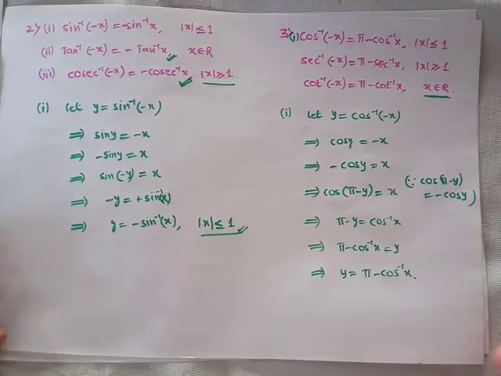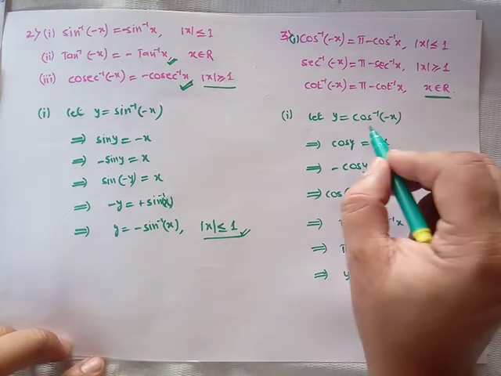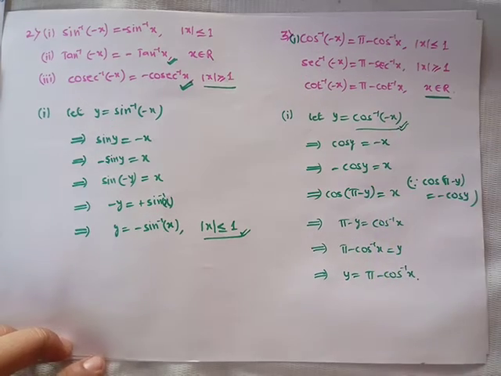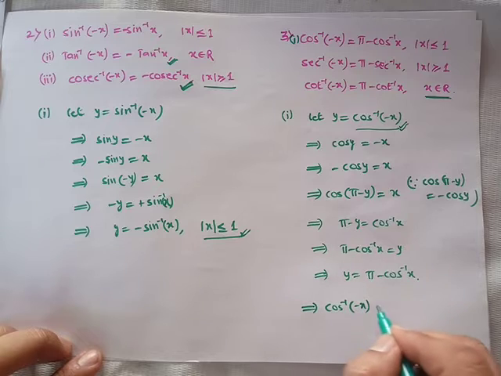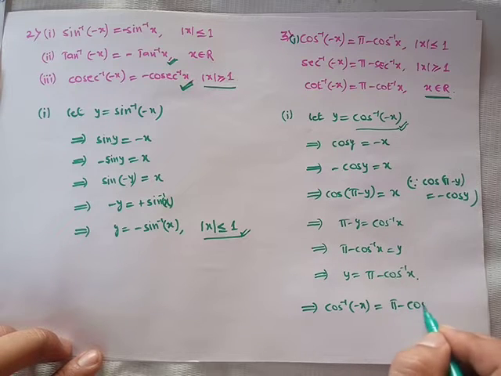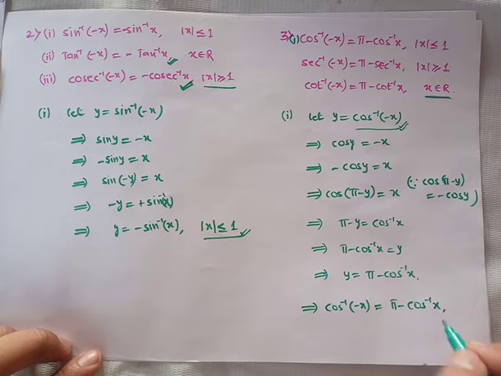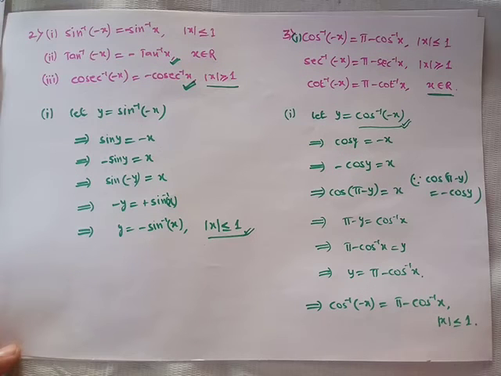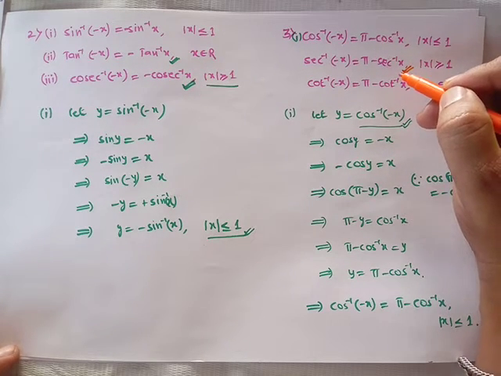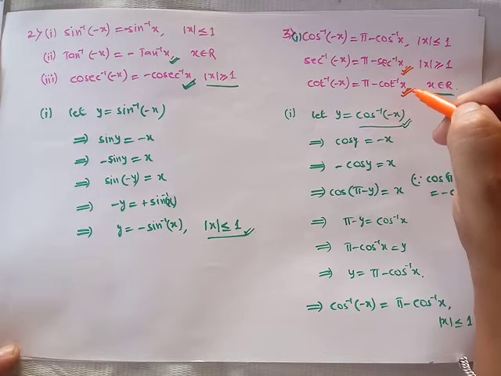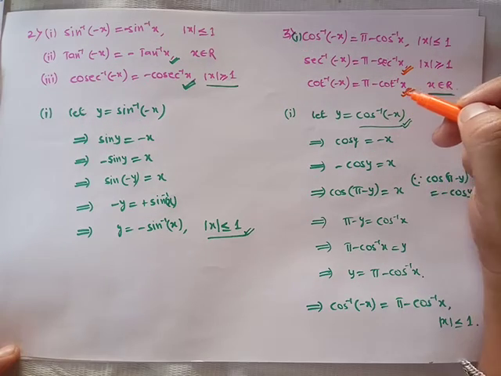What is actually your y? y is nothing but cos inverse of minus x. So this implies cos inverse of minus x is equal to pi minus cos inverse of x in respect to the domain mod x less than or equal to 1. Okay, remember the next two properties. Secant inverse of minus x is equal to pi minus secant inverse of x. Cot inverse of minus x is equal to pi minus cot inverse of x.